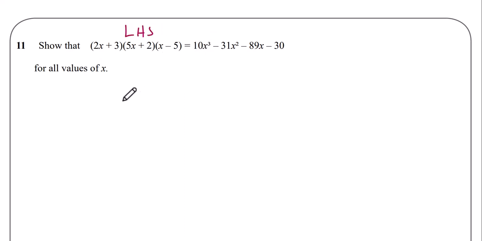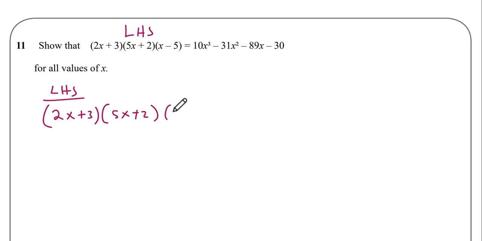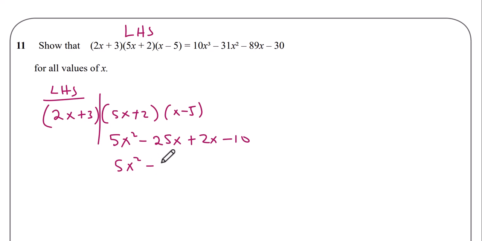From the left hand side, I have (2x + 3)(5x + 2)(x - 5), and I'm going to expand that. I'll take these two first. 5x times x is 5x squared, 5x times minus 5 is minus 25x, 2 times x is 2x, and 2 times minus 5 is minus 10. Simplify that, that's 5x squared minus 23x minus 10, in brackets.